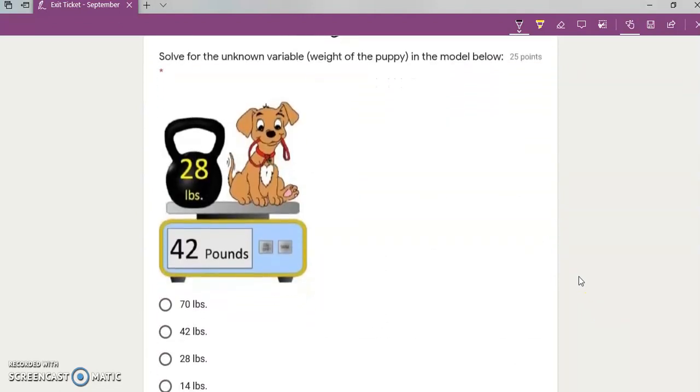And then for this last one, solve for the unknown variable, the weight of the puppy. So I have a 28-pound weight. Then I have a puppy that, again, I don't know what it weighs, but I can just put a lowercase letter p. And then the scale says that altogether those weigh 42 pounds. So let me write down, again, my equation over here. 28 plus the weight of the puppy equals 42.